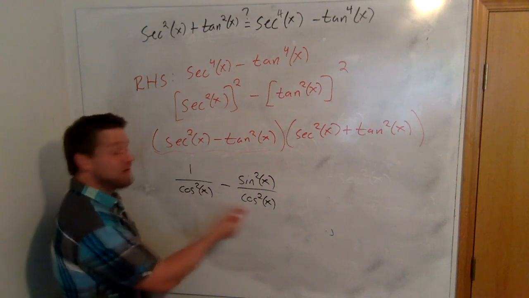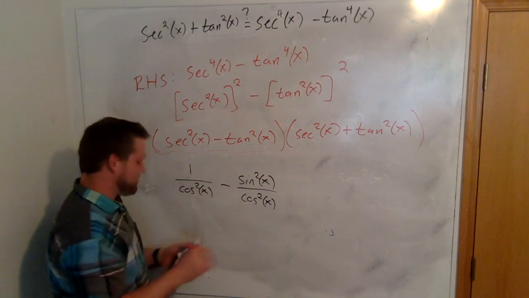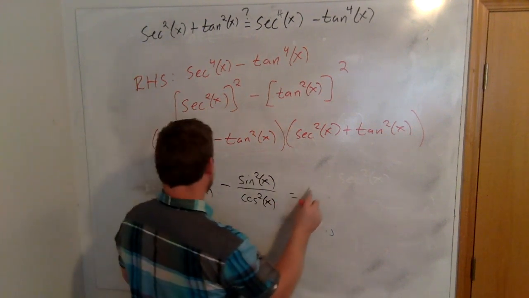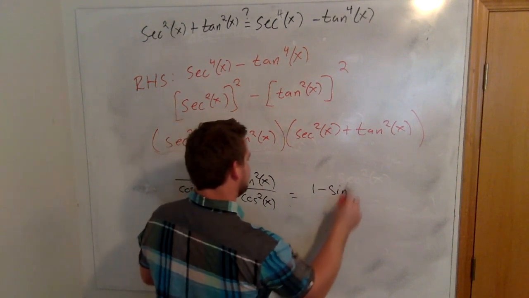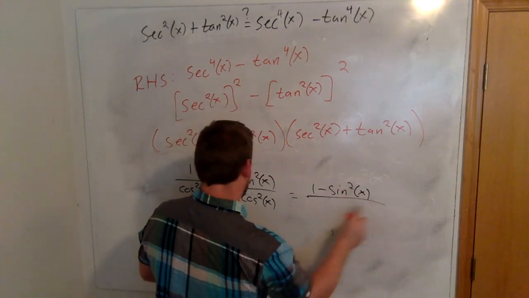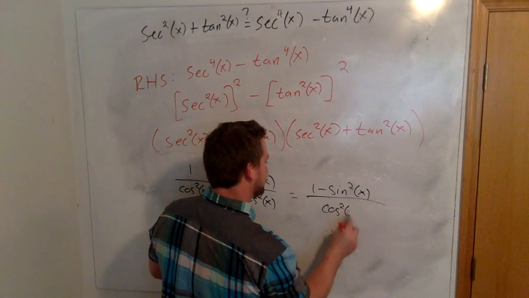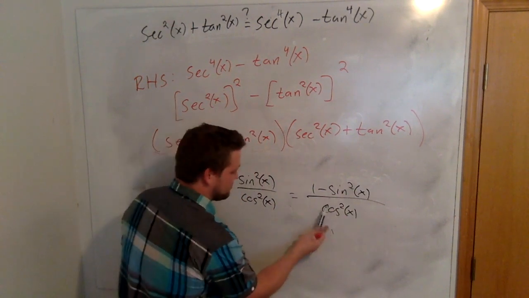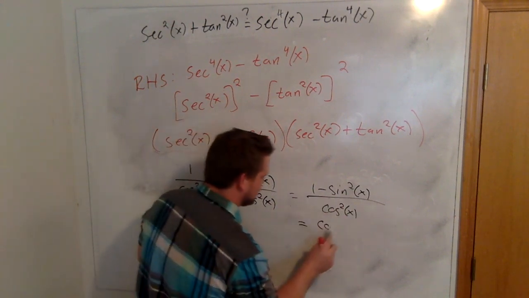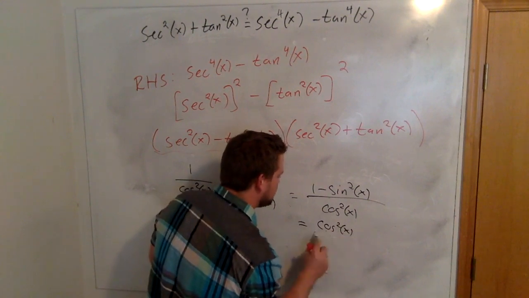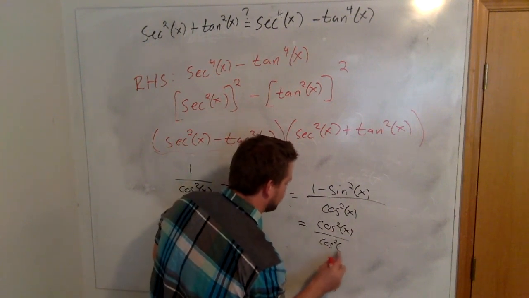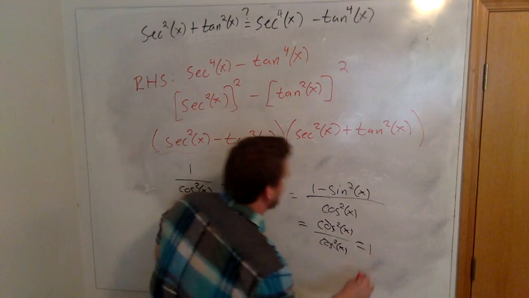So notice here we have a common denominator, so we can subtract across the top. This is the same thing as 1 minus sine squared of x all over cosine squared of x. And 1 minus sine squared is the same thing as cosine squared of x, all over cosine squared of x. And these cancel to just give you 1.